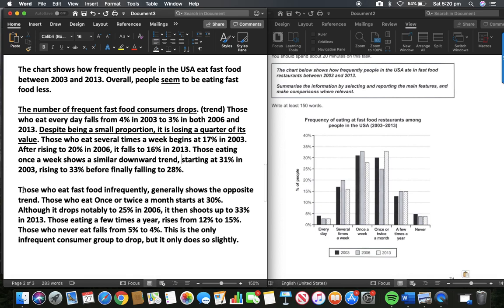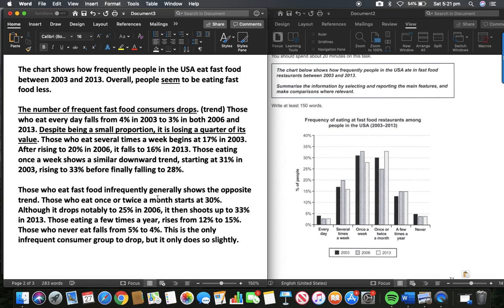All right, then we move on to the other one, the infrequent consumers. And look at this nice difference here. The number of frequent fast food consumers drops. So here I've got subject, verb, then down here, quite differently. Those who eat infrequently generally shows the opposite trend. So I've made the comparison. One of the things you need to do is compare the data sets.